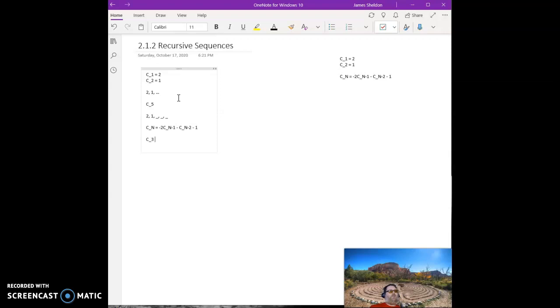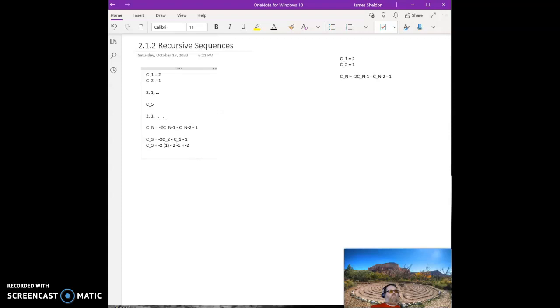So for C sub 3 we have minus 2, and then C sub n minus 1 becomes C sub 2, and C sub n minus 2 becomes C sub 1, and then that becomes minus 1. So now we have minus 2. We'll go back up here and see, okay, that's a 1. Now we'll see C sub 1 is a 2, so we'll subtract 2, and then subtract 1.